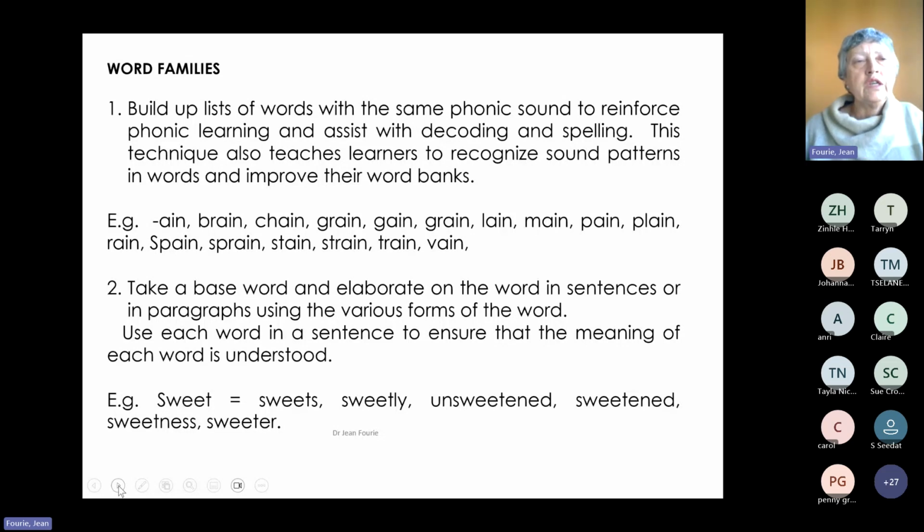Then you can also teach word families. These are very useful for the predictable words.